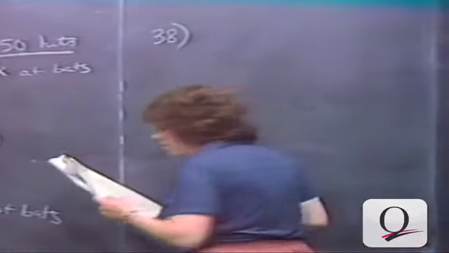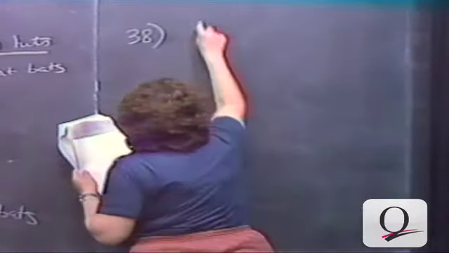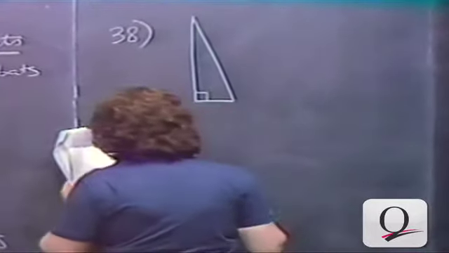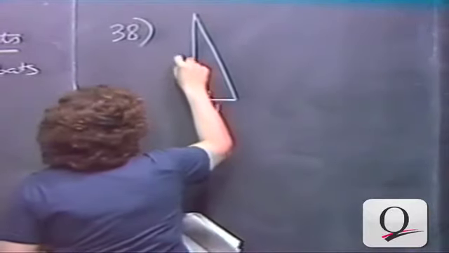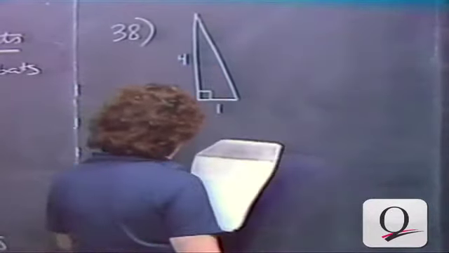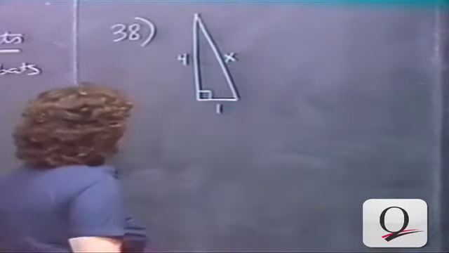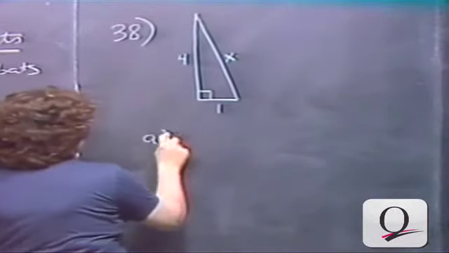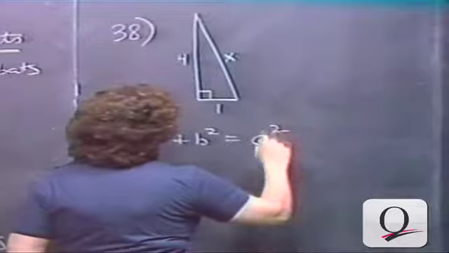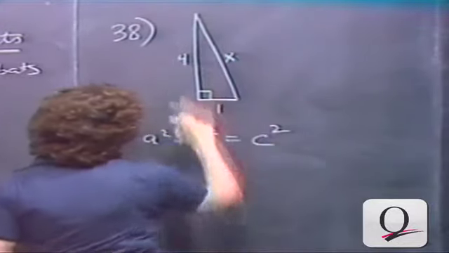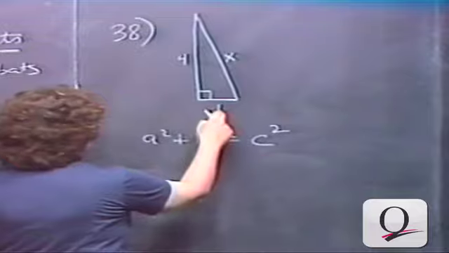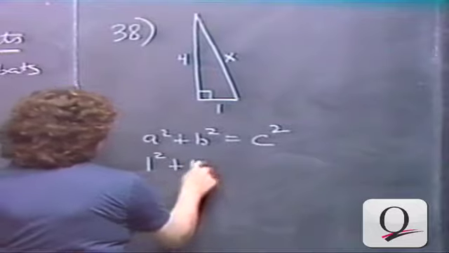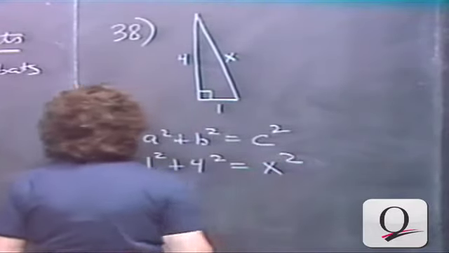Question 38. Okay, you're given a right triangle. You're told that this leg has length 1, this leg has length 4, and the hypotenuse has length x, and you're asked to find x. In a right triangle, of course, a squared plus b squared is equal to c squared. That is, the square of the hypotenuse is equal to the sum of the squares of the 2 legs. Well, in this case, a is, say, 1, b is 4, and c is the x. So 1 squared plus 4 squared is equal to x squared.